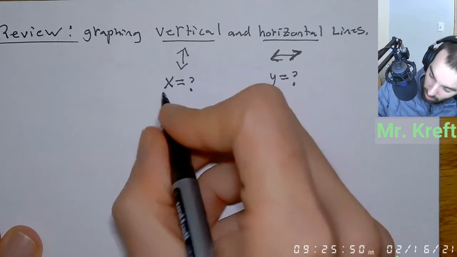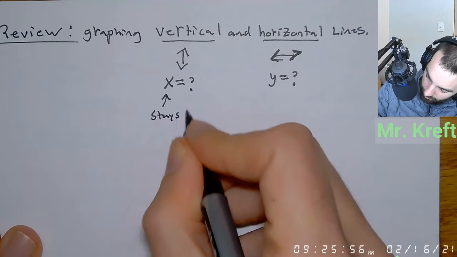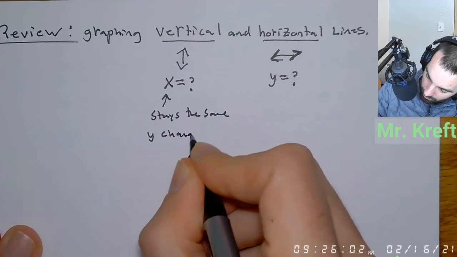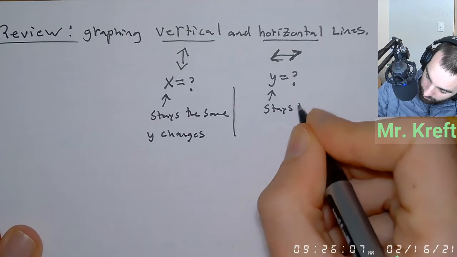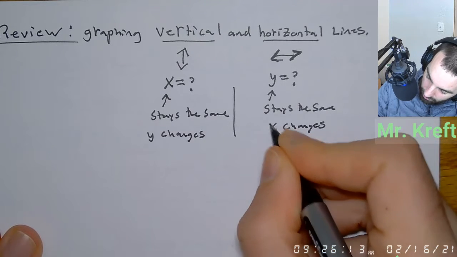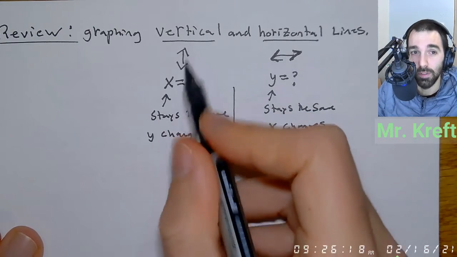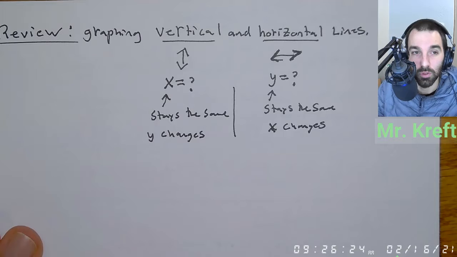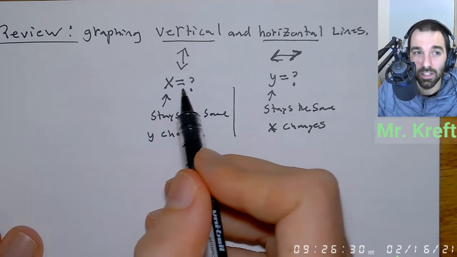So why is this vertical? It's vertical because x stays the same and y changes. And then here, y stays the same and x changes. So remember, how does x change? X changes left to right. How does y change? Up and down. So what you're doing here is saying x and y are fixed and not moving. So in a horizontal line, you have a fixed height, and here you have a fixed left or right.